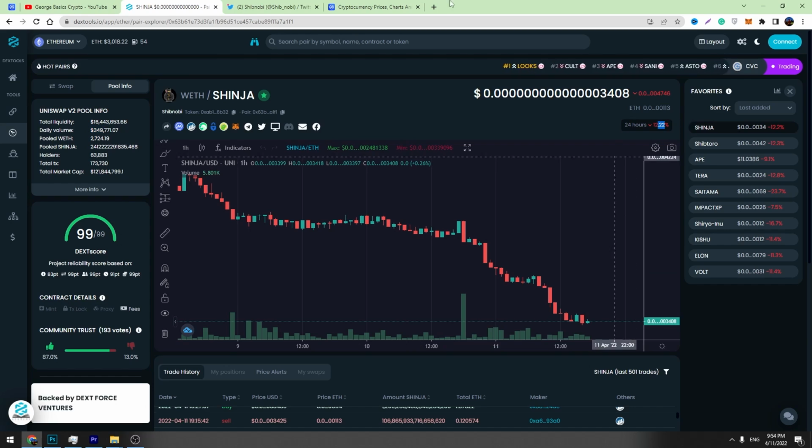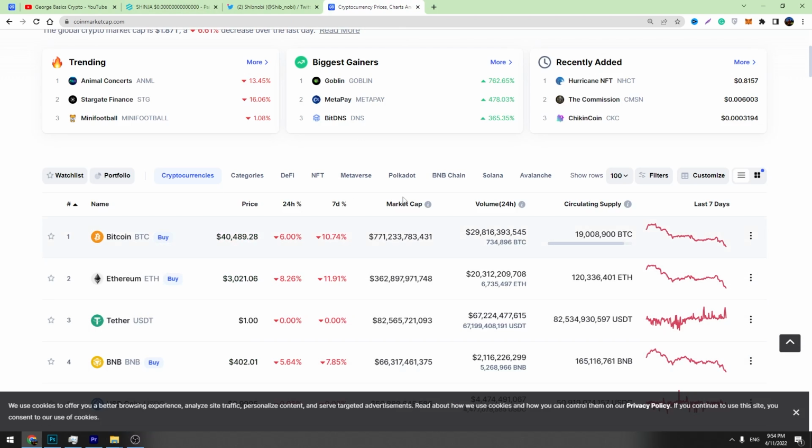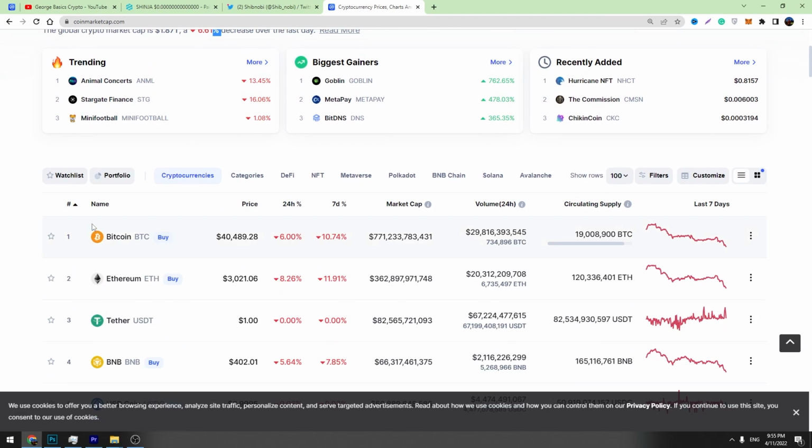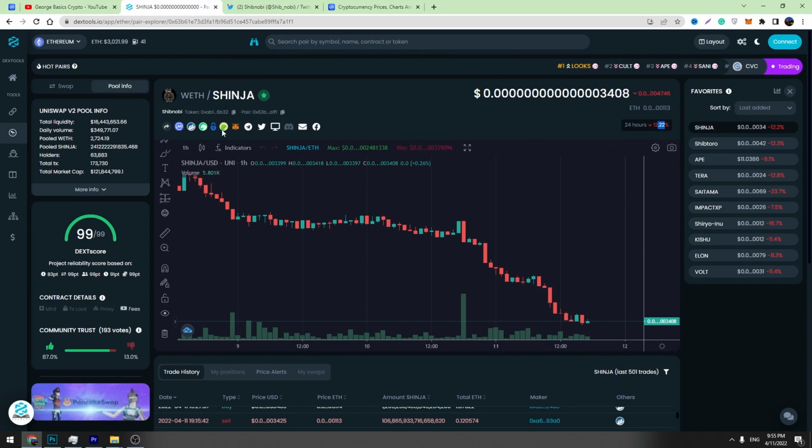So this huge drop is basically the total crypto market's fault, because if you check the total crypto market cap, it's down by 6.6% in the last 24 hours. Bitcoin and Ethereum prices dropped by 6% and 8% in the last 24 hours. So these cryptocurrencies are linked to other coins, other meme coins such as Shibnobi. So when Bitcoin and Ethereum prices are dropping, the same happens to other coins such as Shibnobi, and you can see this effect on the chart.